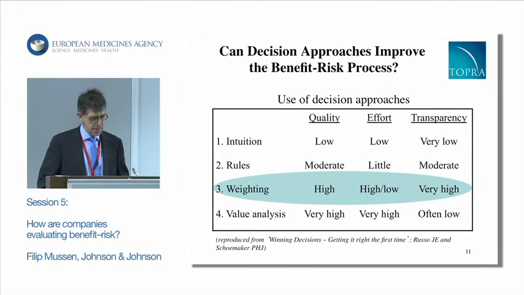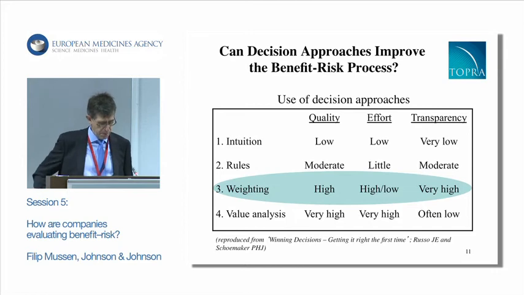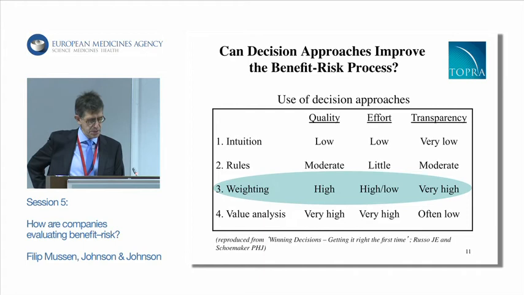Now, this table really comes from a book by an important author on benefit-risk. What it tries to show is what kind of decision approaches are advisable under what kind of circumstances. When one does not use a specific benefit-risk or decision methodology, we usually rely on intuition to make a decision.